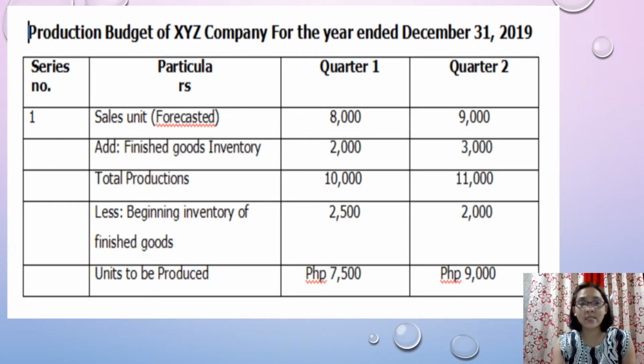And then we will subtract the beginning inventory of finished goods. For quarter 1, the beginning inventory of finished goods is 2,500, and for quarter 2 is 2,000. So the units to be produced for quarter 1 is 7,500, and for quarter 2 is 9,000.